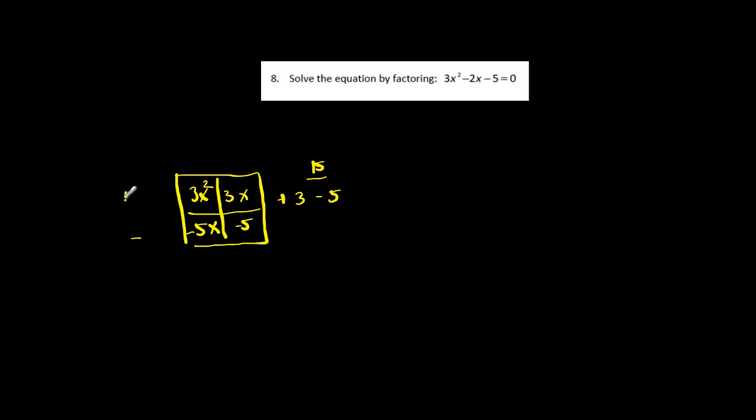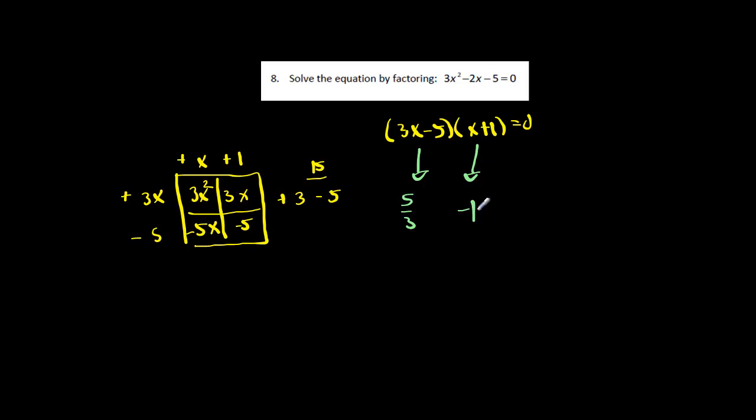Let's go around for the signs, and then factor 5, 3x, x, and 1. So we're going to have 3x minus 5 times x plus 1 equals 0. This gives you a solution of 5/3. This gives you a solution of negative 1. Those are your two solutions.